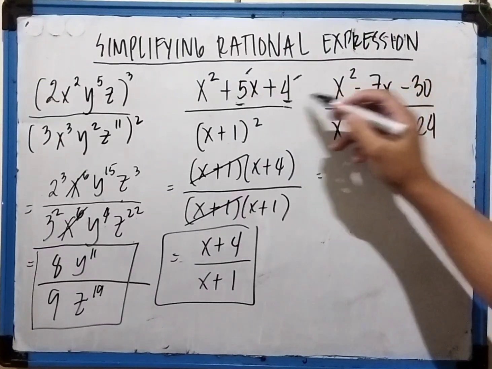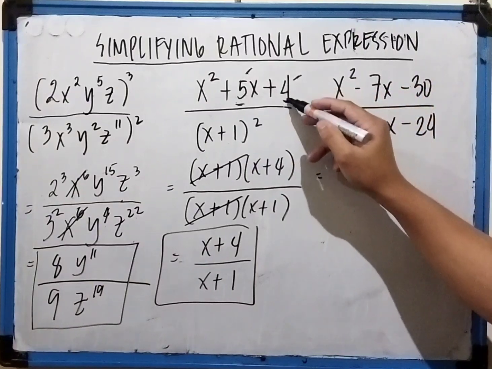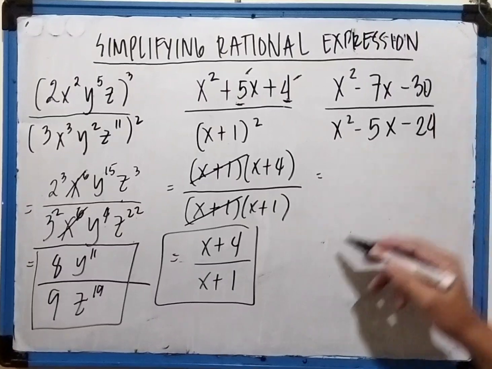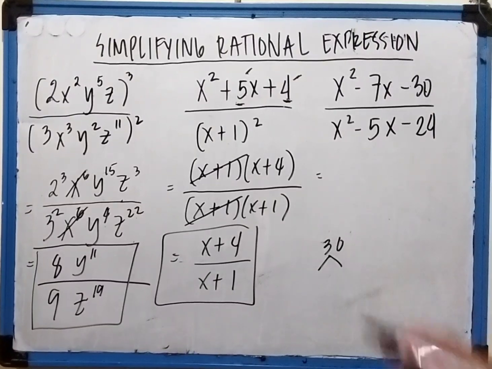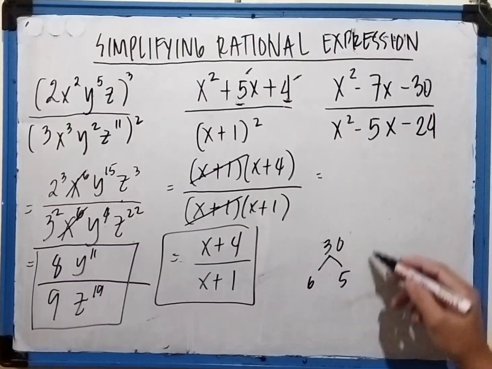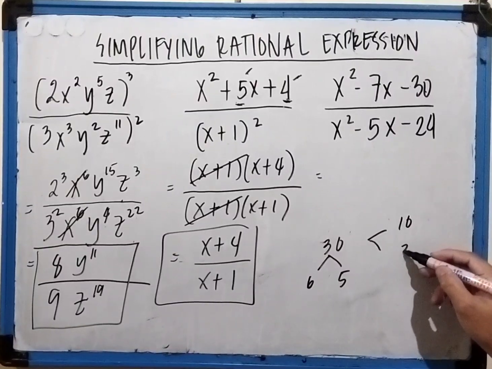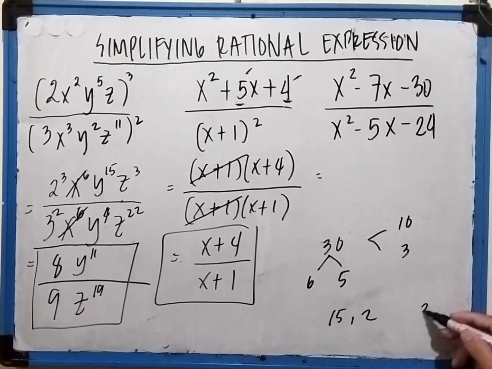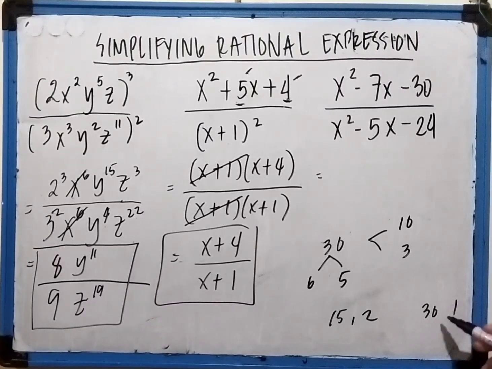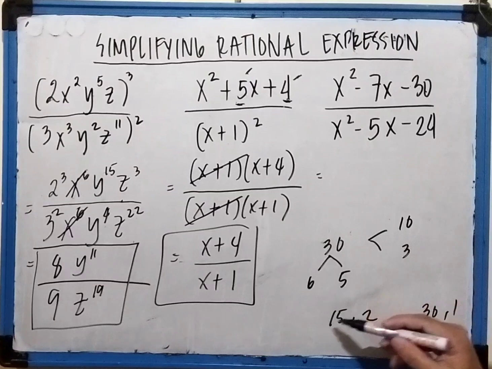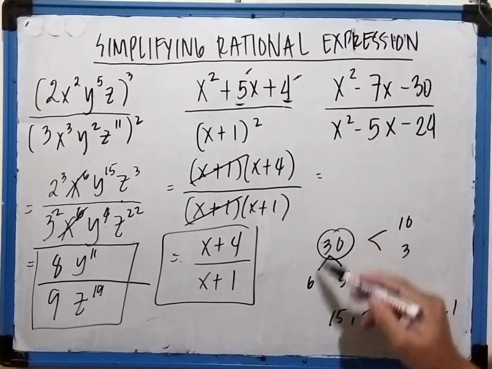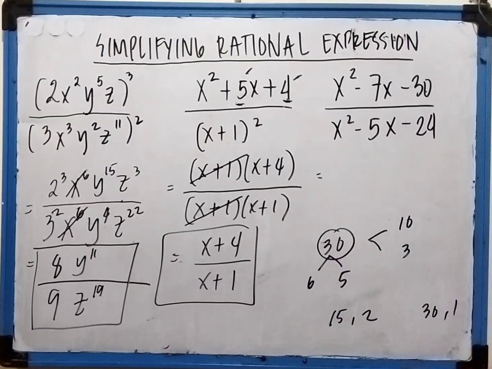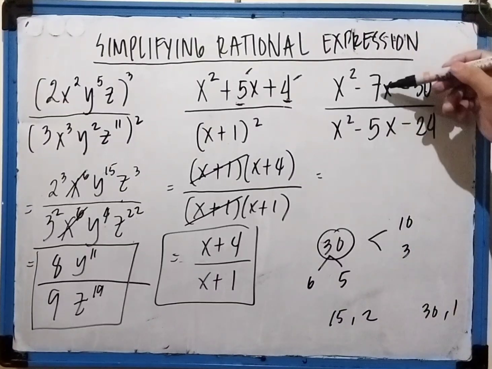So same lang ang concept natin, last term and middle term. Okay, si 30, hahanapin natin yung factor niya, which is, ang magiging factor nito is 6 and 5. Pwede rin po ang 10 times 3. Pwede rin po also ang 15 times 2. Or we can say 30 times 1 also. Now, of these factors, ang sagot nito lahat, pag minultiply, ay 30. Pero pag in-add natin, kailangan ang sagot ay negative 7.